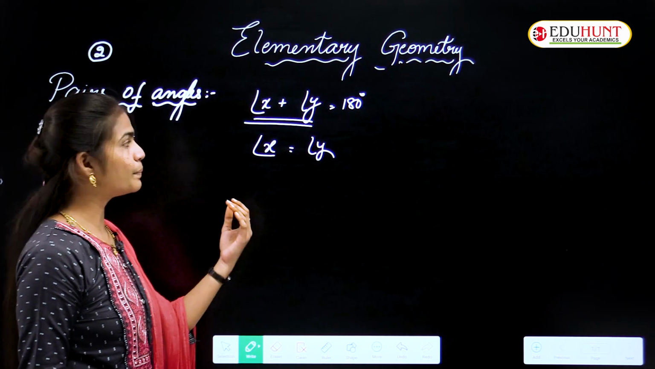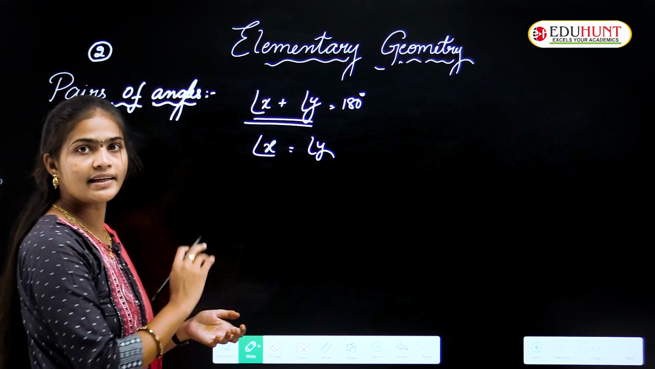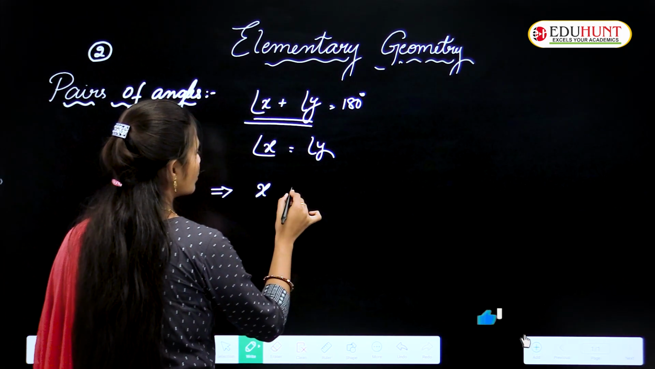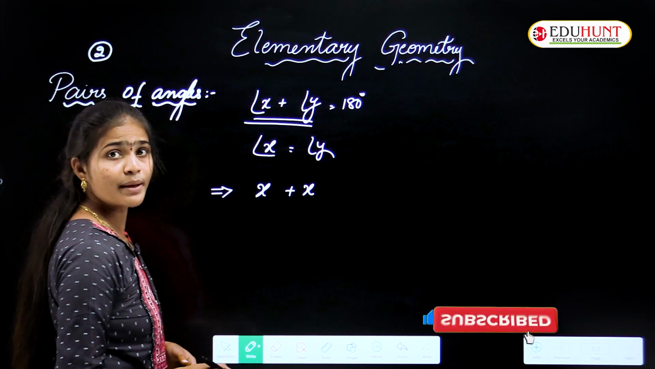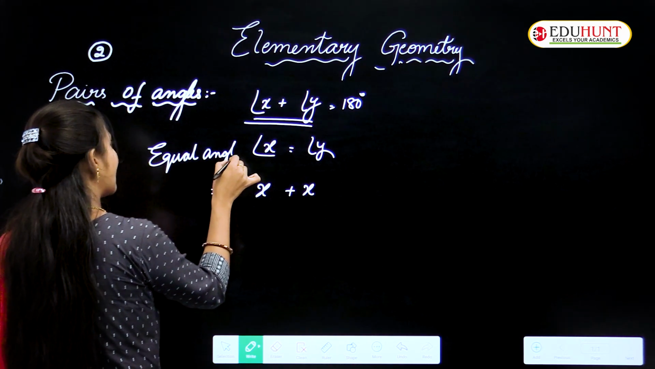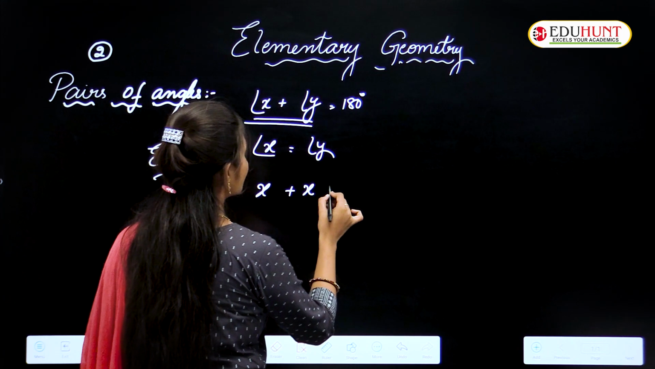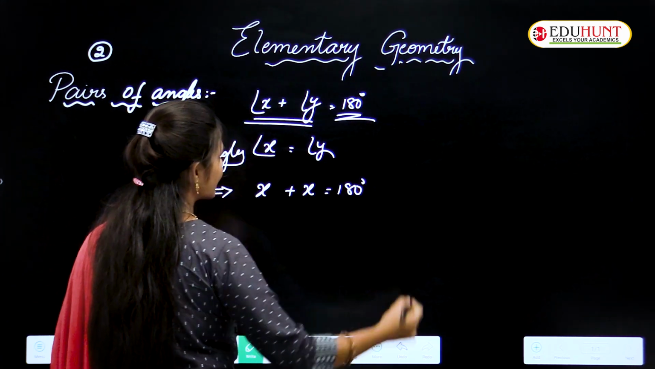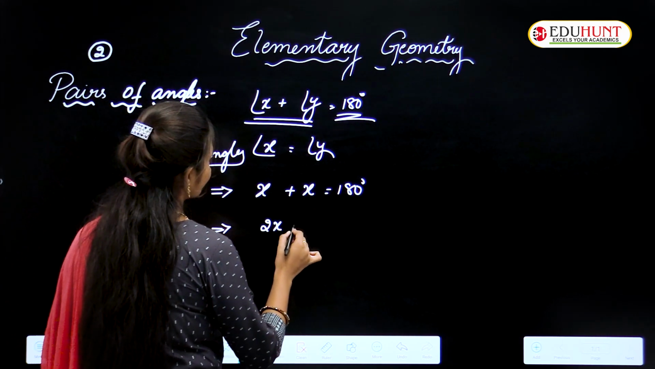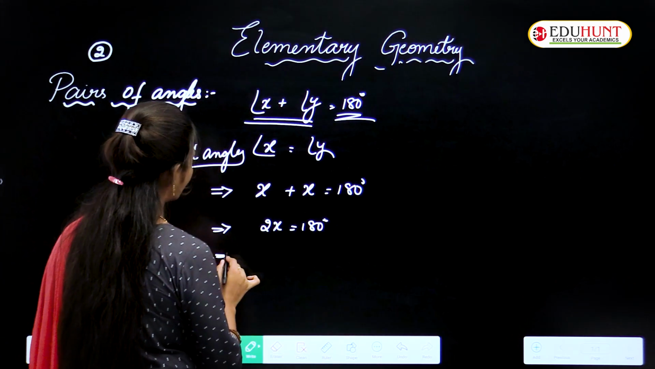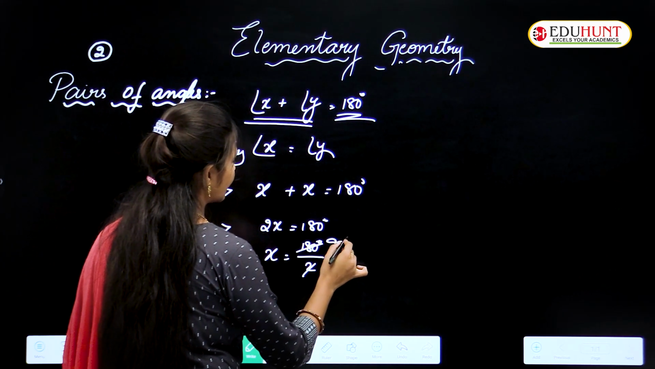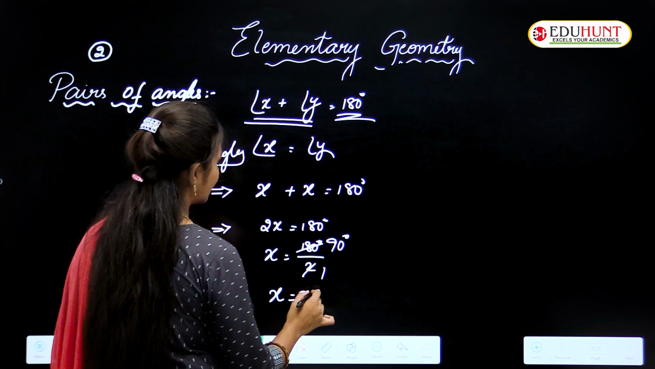In place of x I can take y, or in place of y I can take x also. Let the equal angle be x. So the other angle is also x, because the angles are equal. So x plus x is equal to 180, because the sum of those two angles must be 180. So 2x equals 180 degrees, so x is equal to 180 degrees by 2. So x is equal to 90.